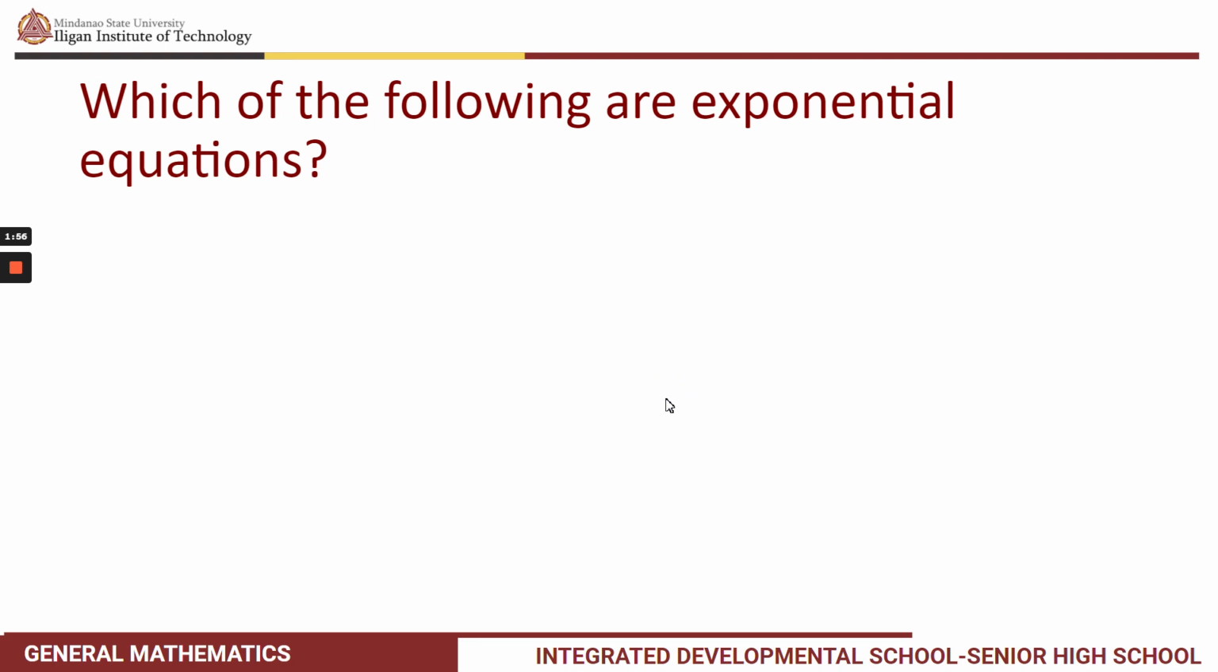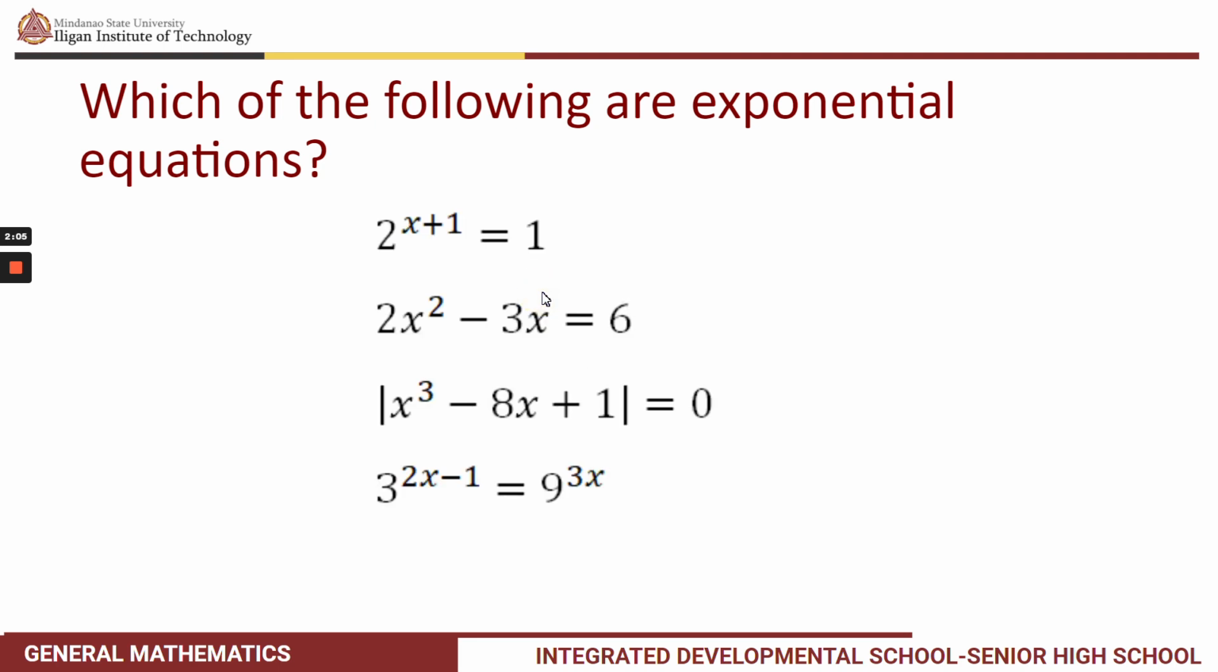Let's try using those definitions. Let's try to identify which of the following are exponential equations. So we have here 4 equations. Which do you think is or are exponential equations? As you can see, in the first equation we have 2 raised to x plus 1, and this is an example of an exponential expression. We have a base 2 and an exponent x plus 1. Our base is greater than 0 and is not equal to 1. So this is an example of an exponential equation.